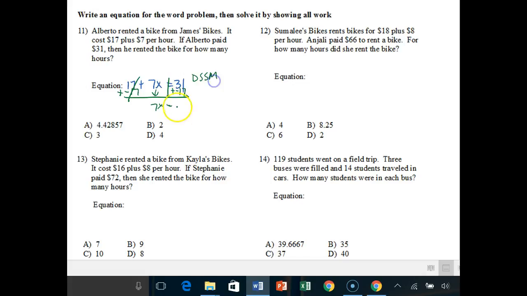Different sign, subtract. Gives you positive 14. There are more positives. And then you divide by 7. So x is equal to positive 2. He rented it for 2 hours. Number 12 is very similar to that, so pause it and try and do number 12.